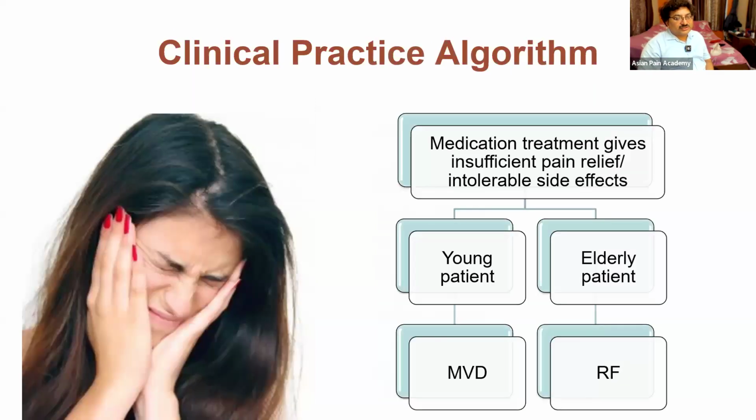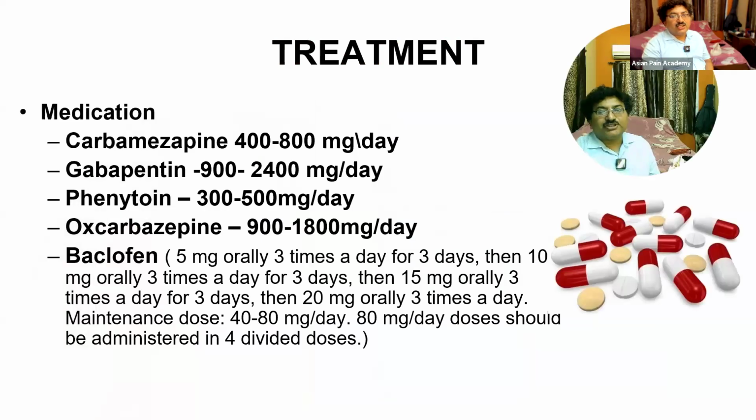Now, the treatment of choice in a young patient is usually MVD, with a comparatively lower recurrence rate, and in an elderly patient it is radiofrequency of the Gasserian ganglion. In cases where mostly the ophthalmic division is involved, we can go for balloon compression as well, because balloon compression helps reduce the anesthesia or hypesthesia of the cornea, which can be associated with radiofrequency ablation of the ophthalmic division, leading to exposure keratitis.